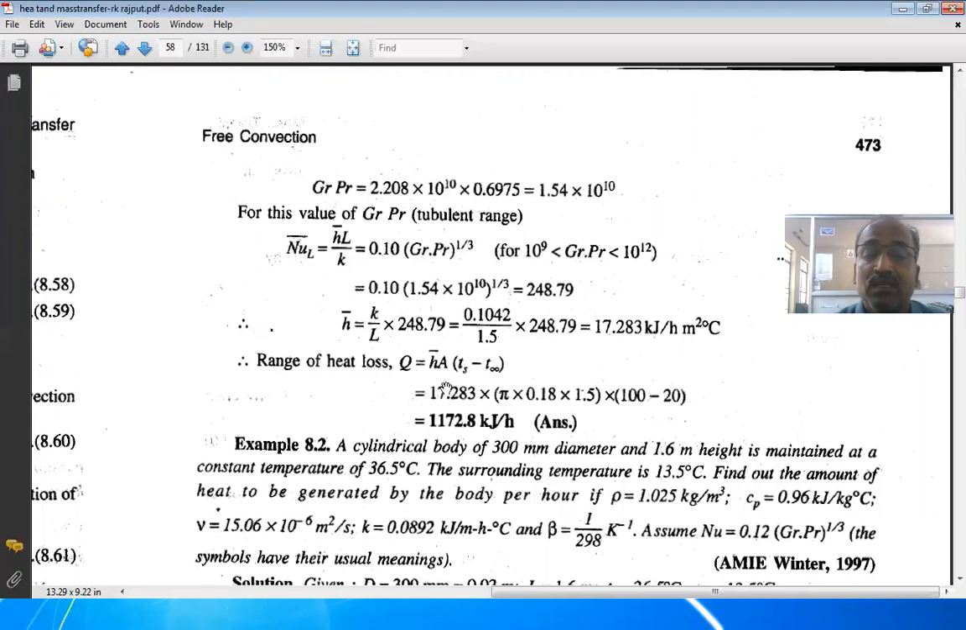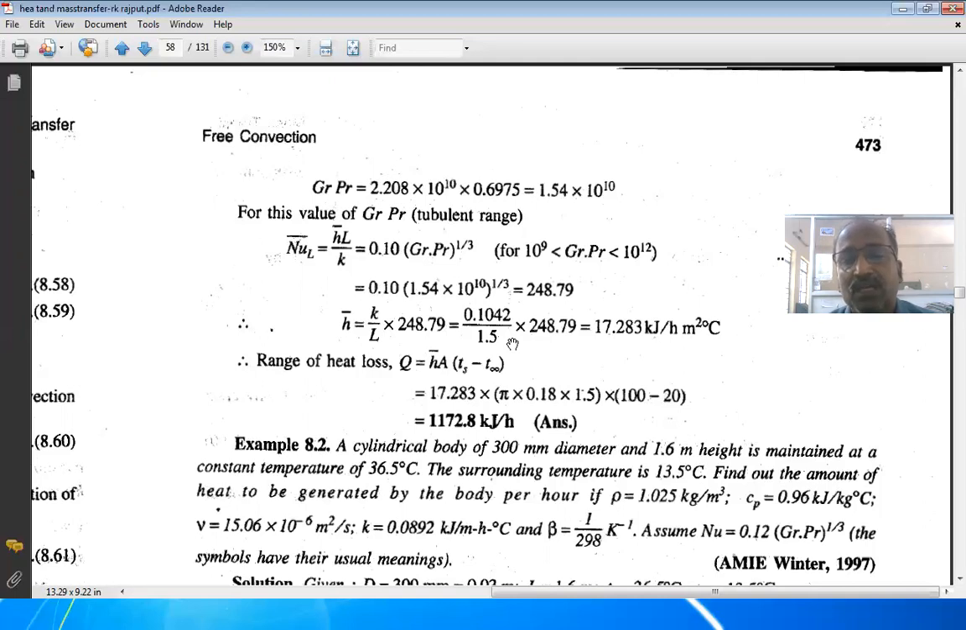The surface area which is participating, it is a vertical cylinder. So the surface area is pi d L, pi into 0.18, that is the diameter in meter, and L is the length 1.5 meter, into 100 minus 20, object temperature minus surrounding temperature. That amounts to 1172.8 kilojoules per hour. This is the rate of heat loss. So if a hot body is kept in a vertical position, in what way and at what rate does it lose heat, that we are calculating.